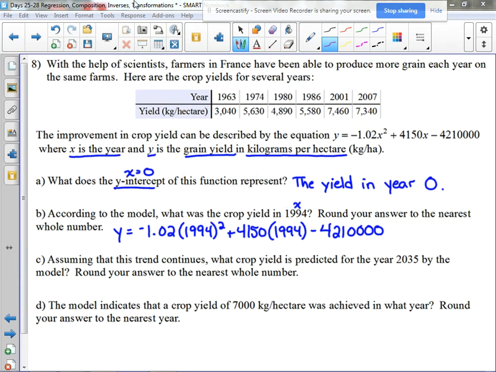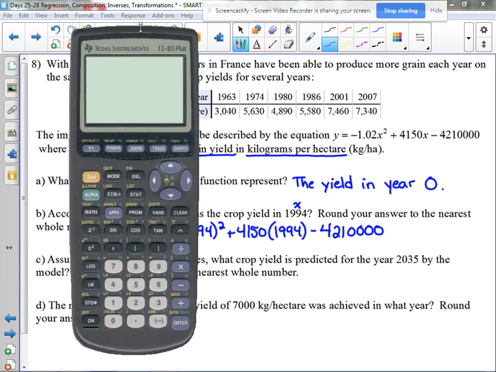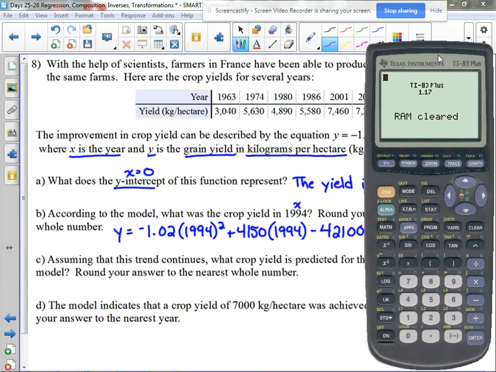I don't know why my computer's being slow today. All right, so plugging that into the model that they gave us, times 1994.